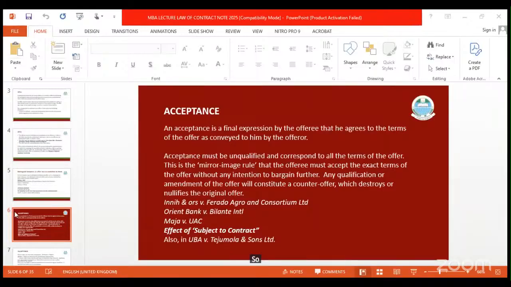In other words, the court said the effect of the phrase subject to contract is that it takes away the rights of the parties. So you can't sue that someone has violated a right under a contract, because there's no contract until that subsequent contract is entered into.